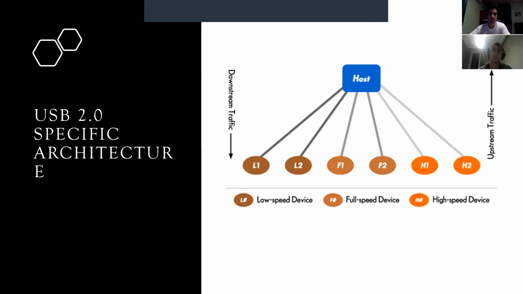Low speed and high speed devices are isolated from traffic at speeds other than their own. They will only see the traffic that is at their respective speeds. Next.